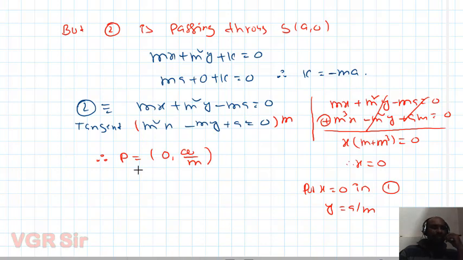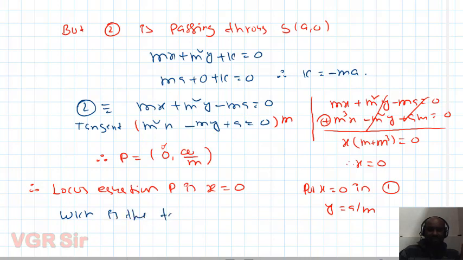What is the common property followed by P? All x coordinates are 0, which means the common rule followed by all the points is x equal to 0. So the locus equation of P is nothing but x equal to 0. Therefore, the locus equation of P is small x equal to 0, which is the tangent of the parabola y square equal to 4x at its vertex.